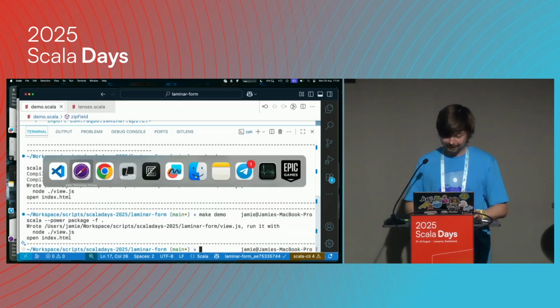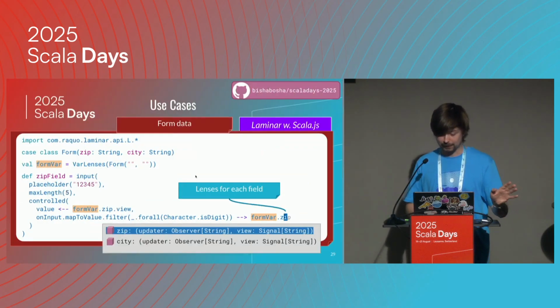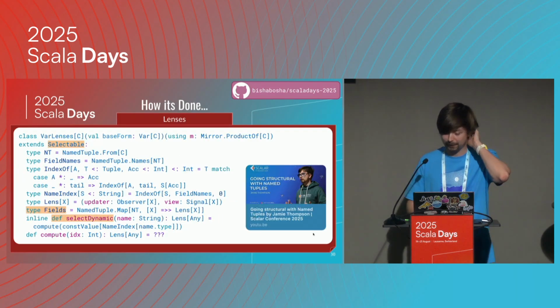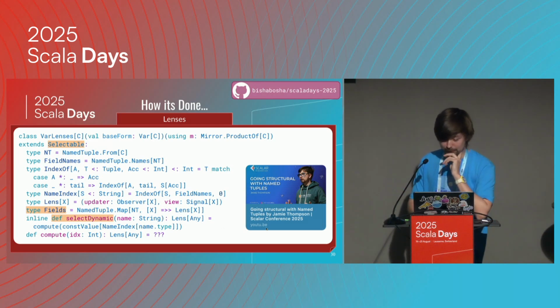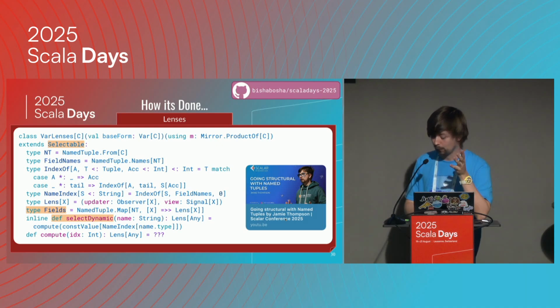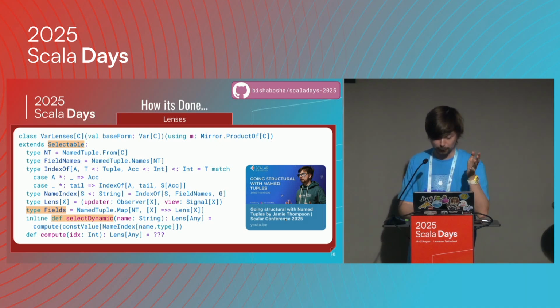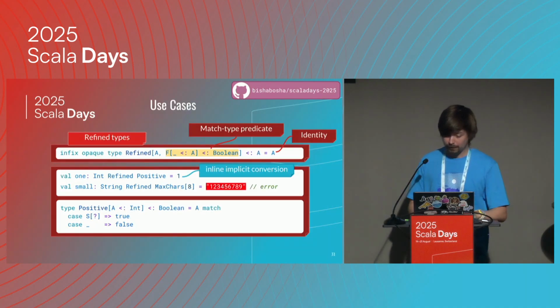6 minutes. Okay, so let's just say I could add an extra field here and it would just magically have a new extension method for me to click on. And yeah, so this is using structural types, which I talked about. So go and watch my talk from Scala, please. A lot more context on these structural types.